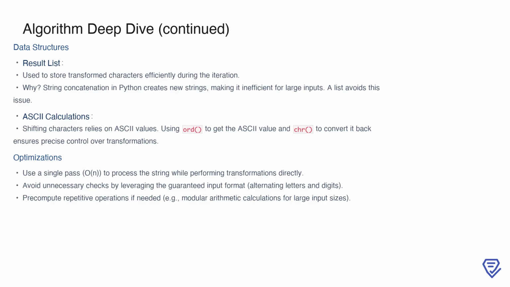Additionally, the algorithm is optimized to process the string in a single pass, achieving O(n) time complexity. By leveraging the guaranteed input format, alternating letters and digits, we eliminate unnecessary checks, further streamlining the process. For large inputs, we can pre-compute certain operations, such as modular arithmetic calculations, to further enhance performance.